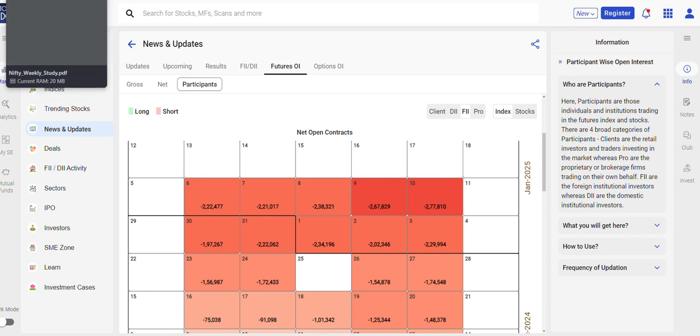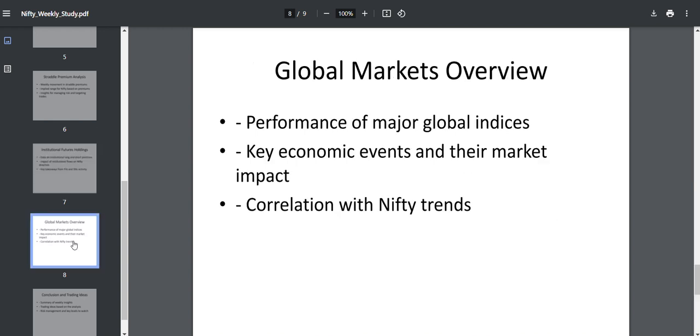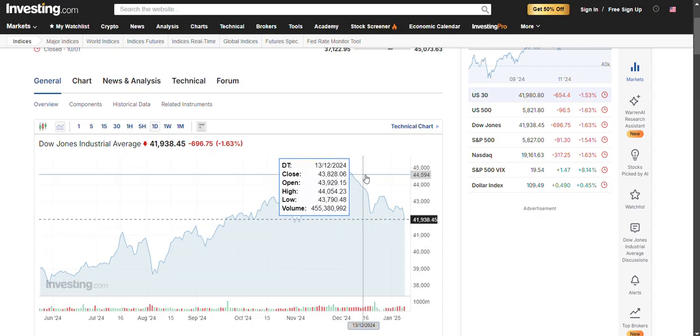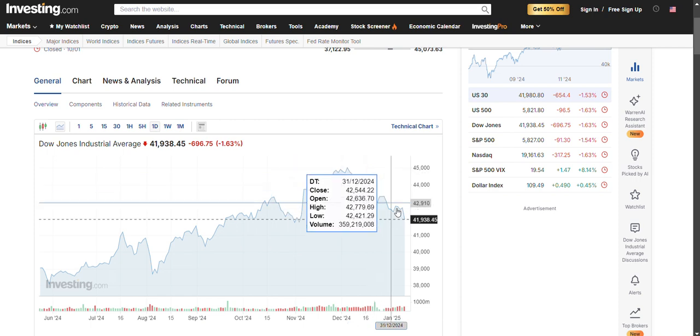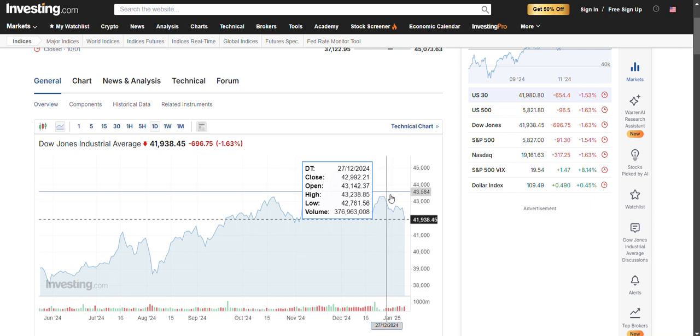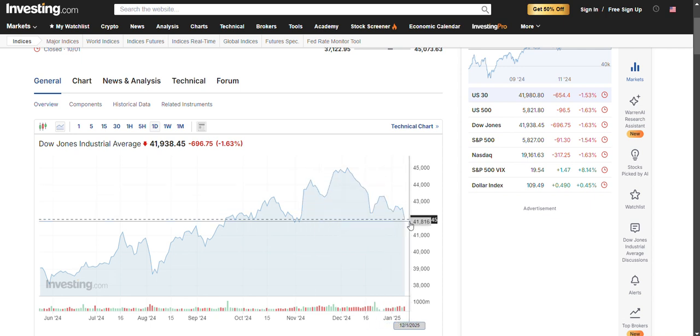Then we will look into the next data, that is the global market. If I see the Dow Jones, it was correcting from 45 and now we have come to 42. So it is about a 3000 point fall. But this 3000 point fall is around 6 to 7% only, whereas our market has already corrected 10%.